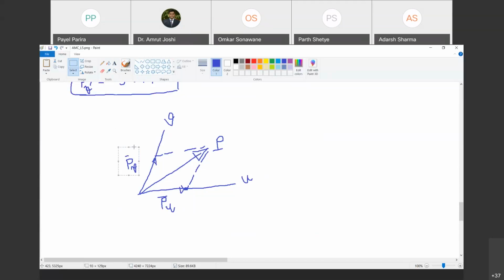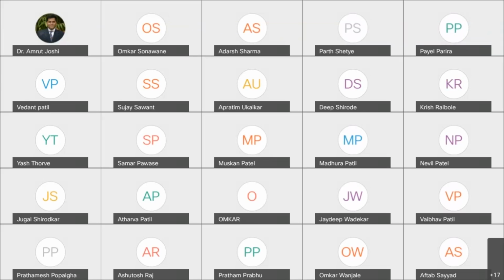I am now keeping U direction same. That means I am going to resolve the component along U direction, that I am keeping same. But if I now change the V direction along which I am going to resolve the forces, so this is PV bar. And let us say I took a new direction V dash, जो ऐसे है.